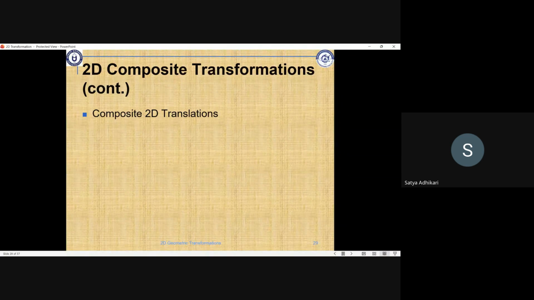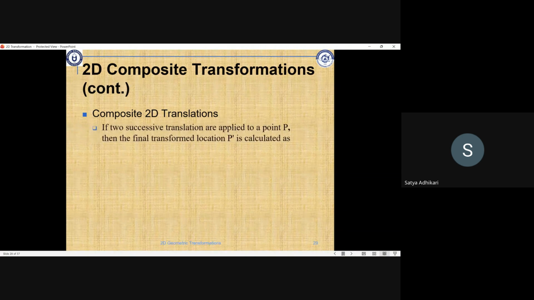Composite 2D translation. If two successive translations are applied to a point P, then the final transformed location P dash is calculated as follows. That is, we want to apply two translation operations to a single object one by one, that is first T1 and then T2.